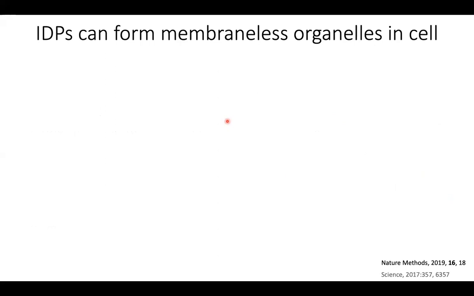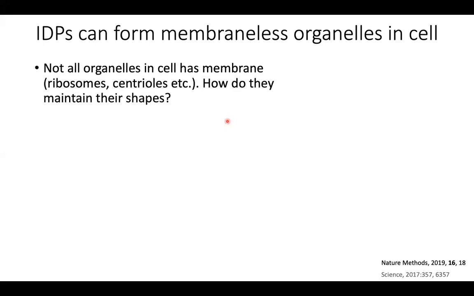Now, one of the most interesting studies in present days is the formation of membraneless organelles in cells that are dominated by IDPs. Now, you all know that not all organelles in the cell have membranes, for example, ribosomes, centrioles, etc. So, how do you think they can maintain their shape?